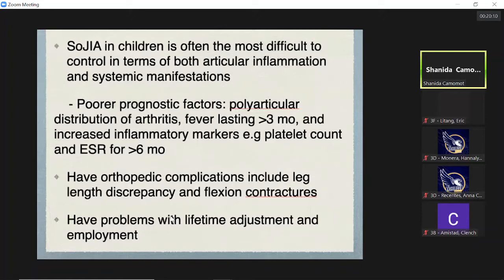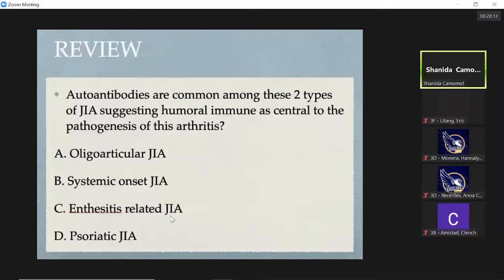Before I proceed to the next topic, let's have a quick review, if you can still recall the things I said yesterday. Now, autoantibodies are common among these two types of JIA, suggesting humoral immunity has a central role in the pathogenesis of this arthritis. Is it oligoarticular JIA, systemic onset, enthesitis-related JIA, or psoriatic JIA? Letter A, Doc. Okay, very good. So the answer is oligoarticular.